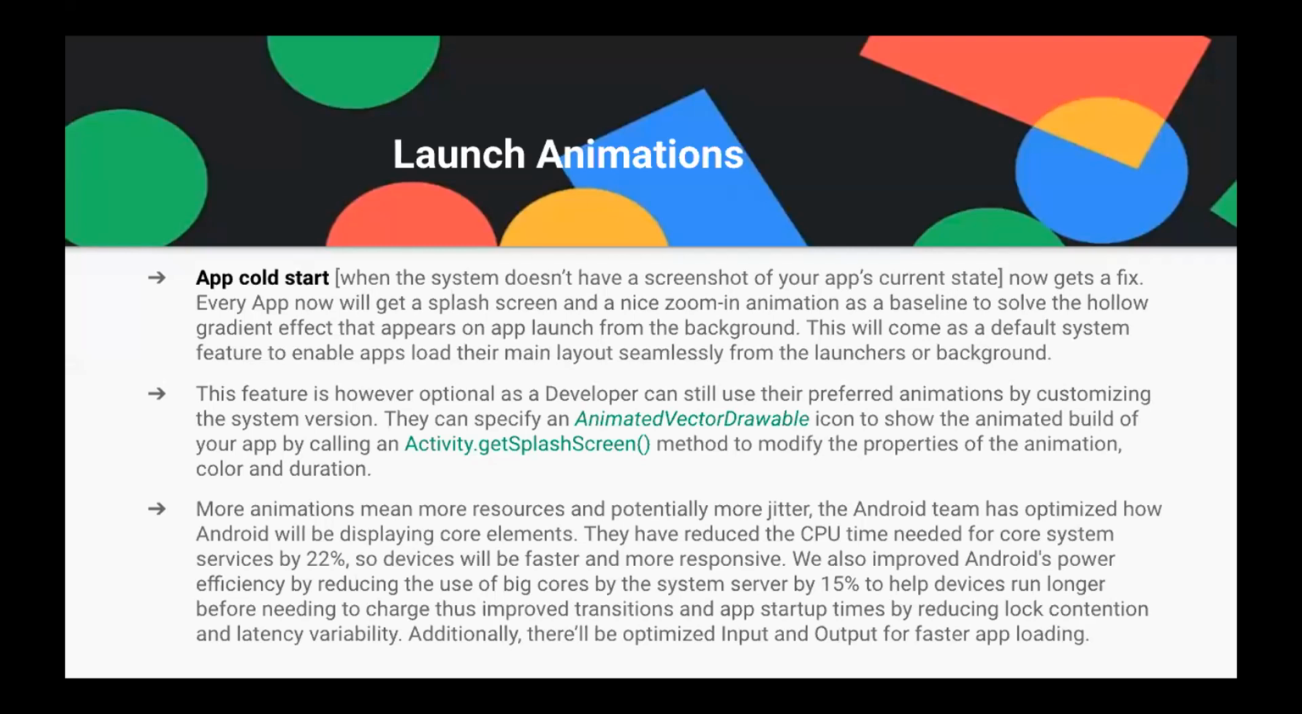So the Android team is now optimizing the devices to display the core elements by reducing the CPU time needed for core system services by maybe 22%, as they said. So devices will now be faster and more responsive. They improved Android's power efficiency by reducing the use of big cores by system servers by maybe 15% to help devices run longer before needing to charge, thus improving transitions and app startup times. Optimizing now the input and output for faster loading.